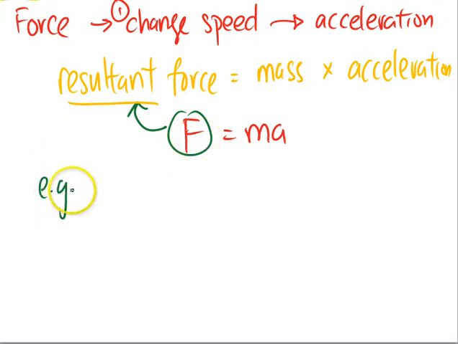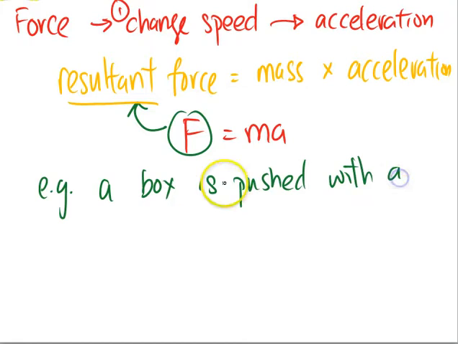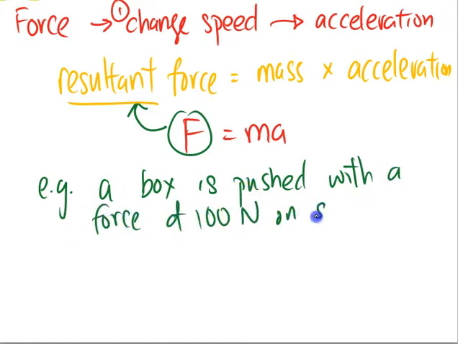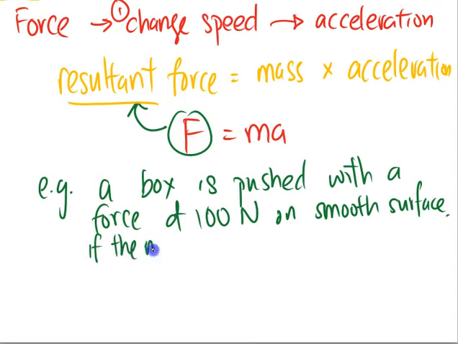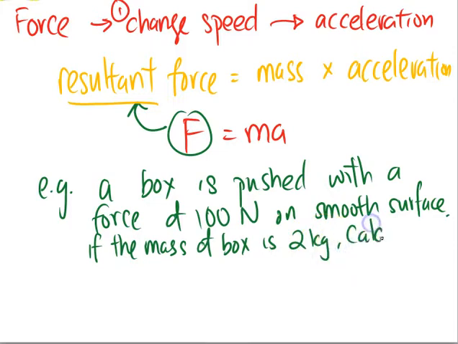So, for example, a box is pushed with a force of 100 Newton on a smooth surface. If the mass of the box is 2 kg, calculate the acceleration. Now, what are the things to take note of here?